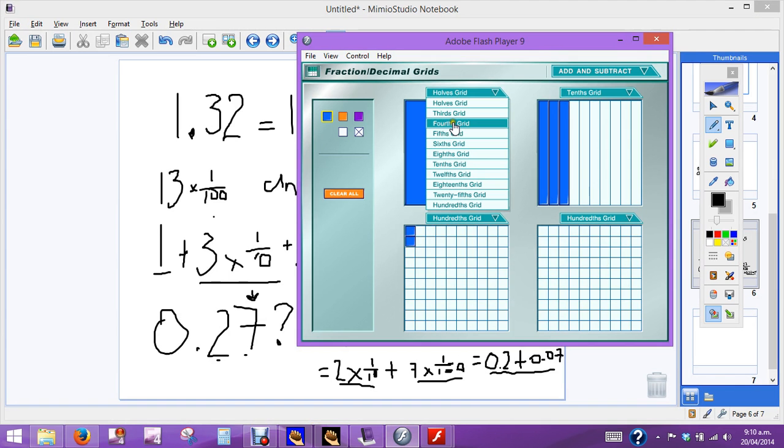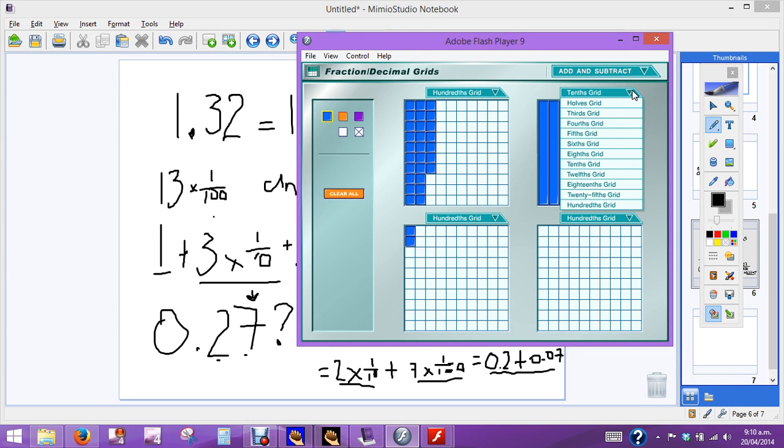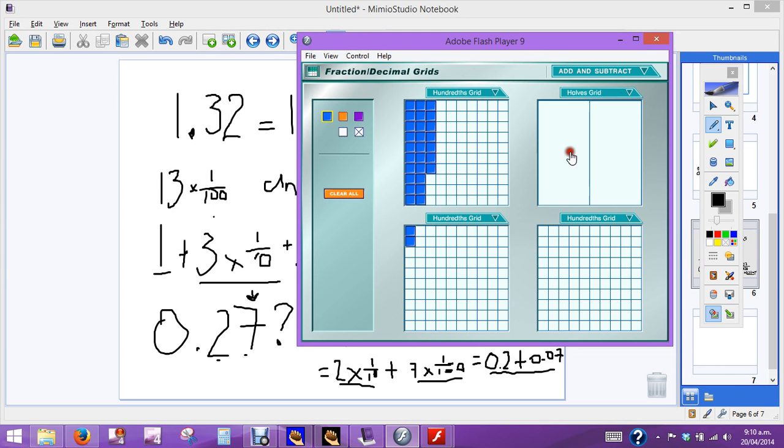Let's do my hundredths grid. 10 hundredths, 20 hundredths plus 7. Done. Or I can show, let's just clear that one. I'm going to show my tenths here. It's not the right one, there's my tenths. 2 of those plus 1, 2, 3, 4, 5, 6, 7.